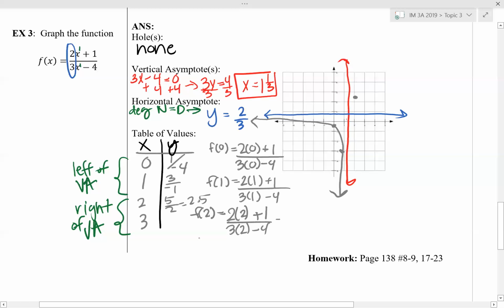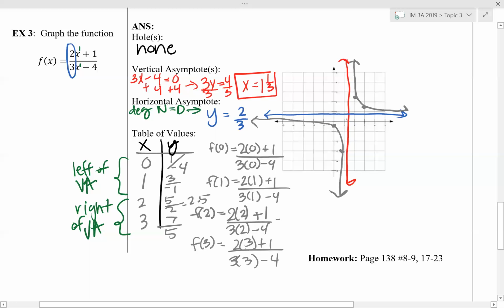And then finally, we want to evaluate f of 3. So 2 times 3 plus 1 is 7 over 3 times 3 is 9, minus 4 is 5. So 7 over 5 is 1.4. So that's going to be a little bit past 1. And so our graph is going to look like this in the top right section.